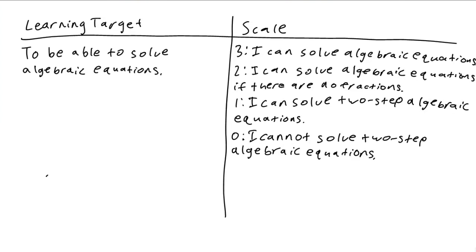The learning target for today is to be able to solve algebraic equations. For the scale, you're a 3 if you can solve algebraic equations. You're a 2 if you can solve algebraic equations if there are no fractions. You're a 1 if you can solve two-step algebraic equations, like 2x plus 5 equals 7, that kind of stuff. And you're a 0 if you cannot solve two-step equations.